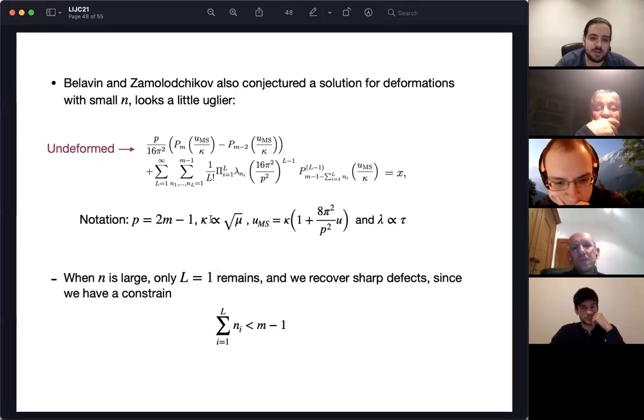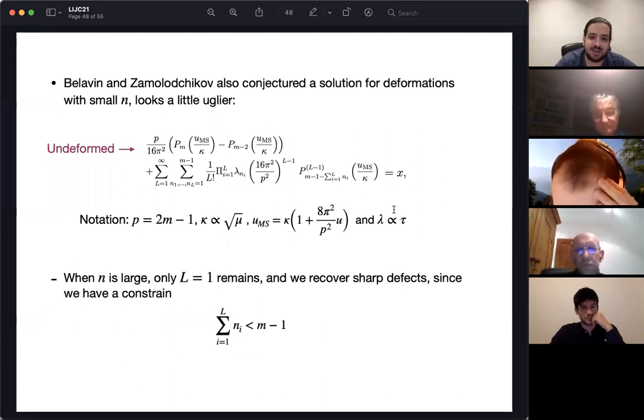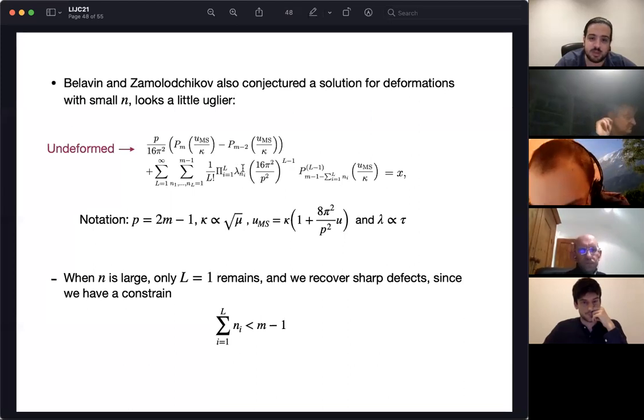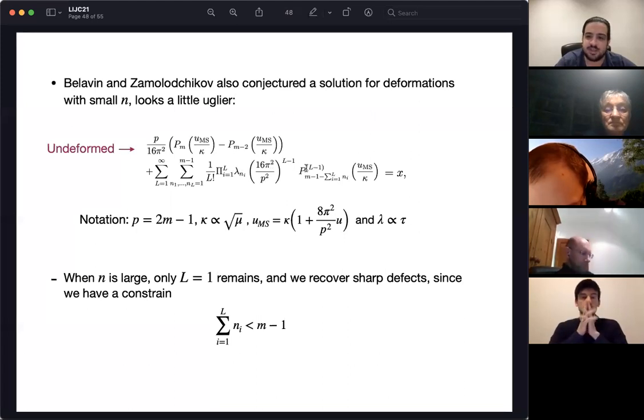So here P is 2n-1, kappa is related to the bulk cosmological constant of the minimal string, U_MS is related to U in this way, and lambda is proportional to tau. And the prefactor here is something called the leg factor. Well, Belavin and Zamolodchikov call it the leg factor, which is like the minimal string version of the leg pole factor in c equals 1, if you want. And here you can see that you have a sum over L, and different values of L come with different values of the coupling. And for each L, you have some Legendre polynomial.